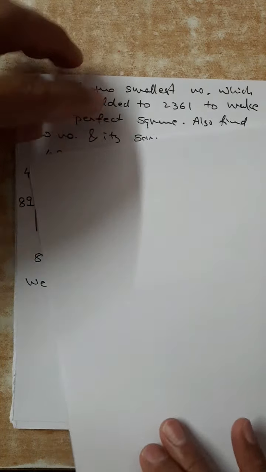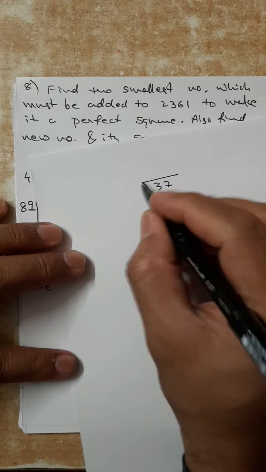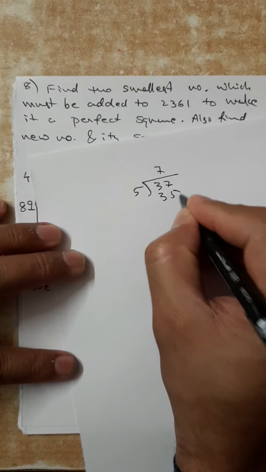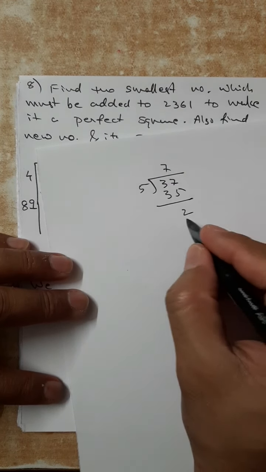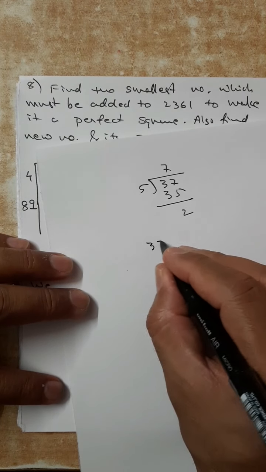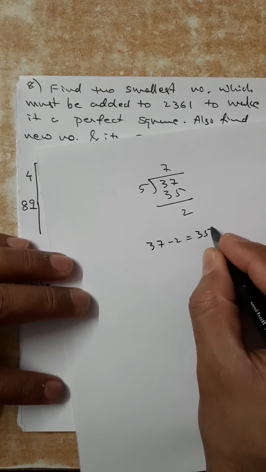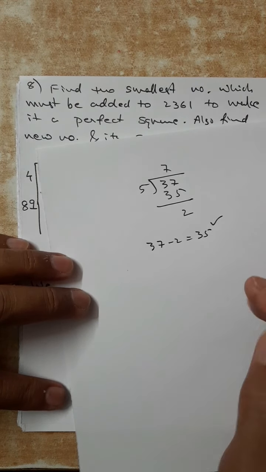Same example which I said earlier. 37 and 5 I said earlier. 37. 5 7s are 35. Balance is 2. Okay. So you know, if I subtract 2, it will be divisible. I will get 37 minus 2 is 35. 35 is divisible by 5. What should be subtracted means 2 will be subtracted.